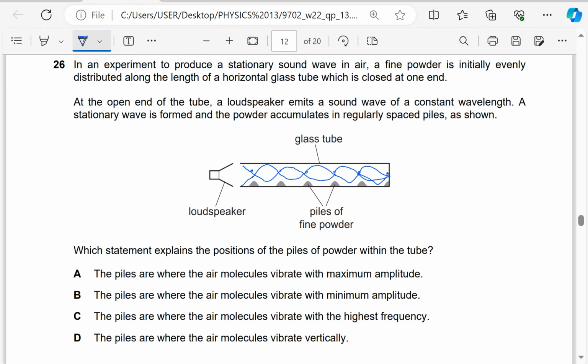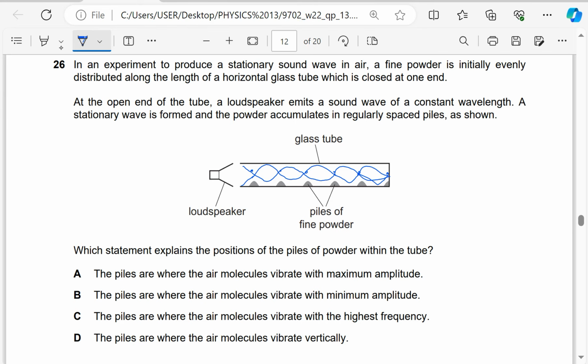So which statement explains the positions of the piles of powder within the tube? The position where the powder is, particles are permanently at rest. The powder cannot be pushed away. So we have nodes here. That is where particles have minimum amplitude.